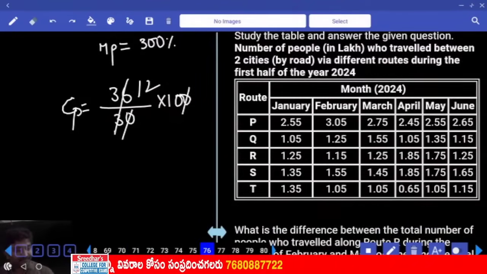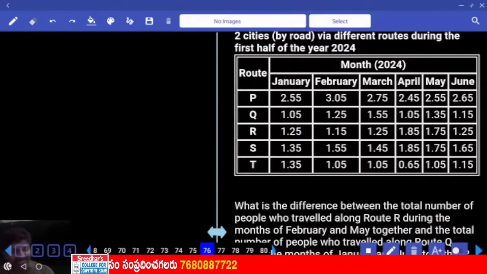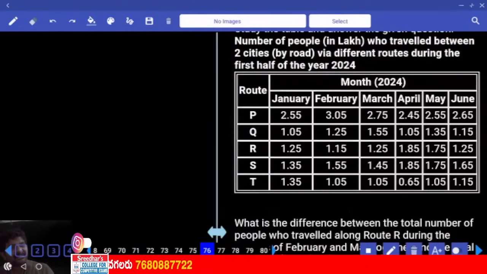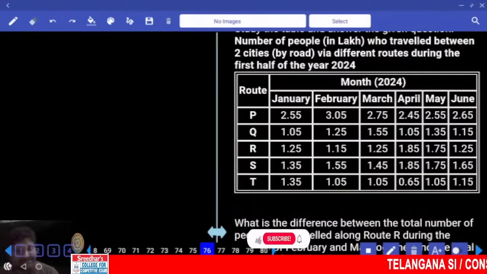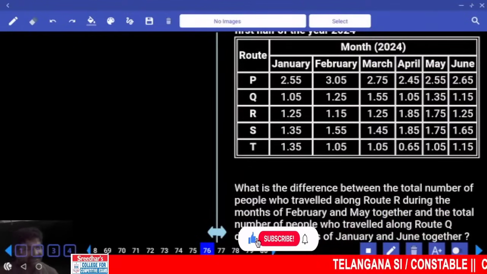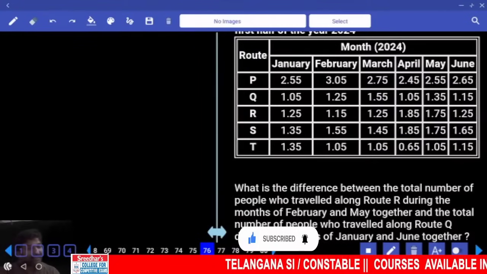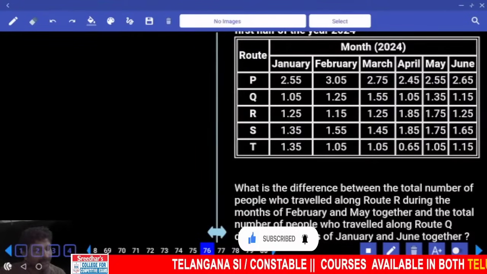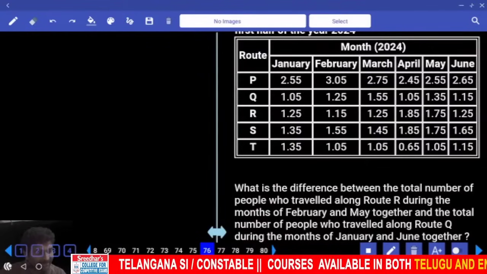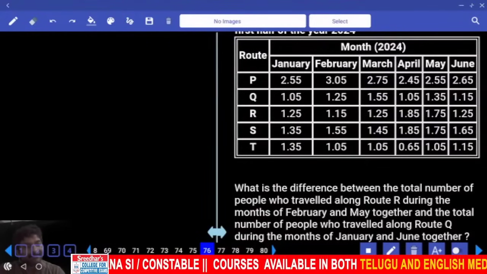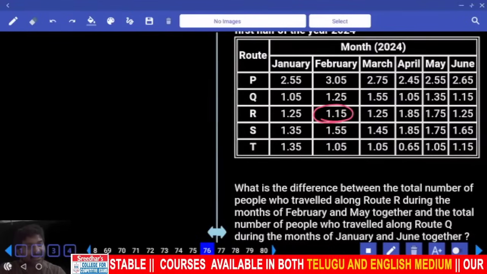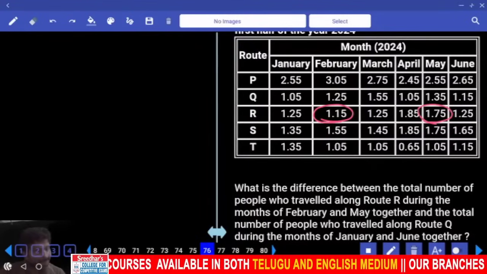Yes, sir. The number of people who traveled between 2 cities via different routes during the first 6 months of 2024. 5 routes are there. What is the difference between the total number of people who traveled along route R during the months February and May together?